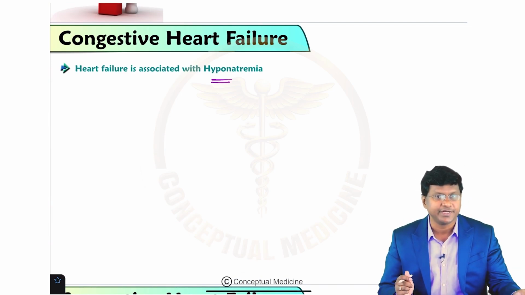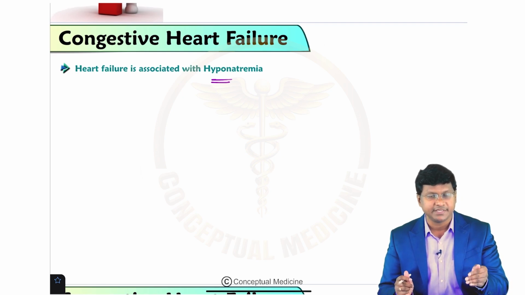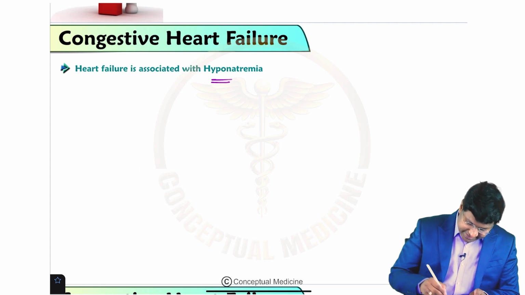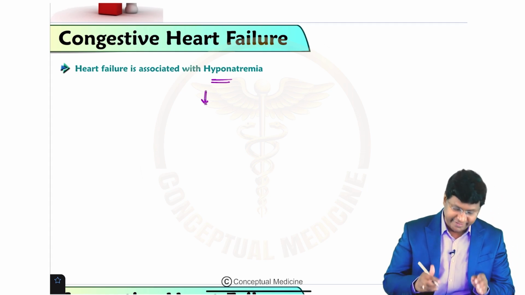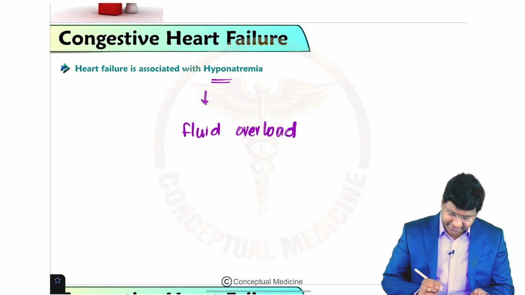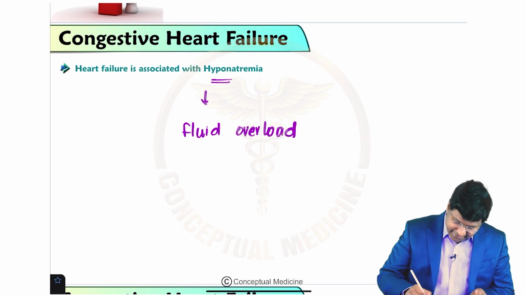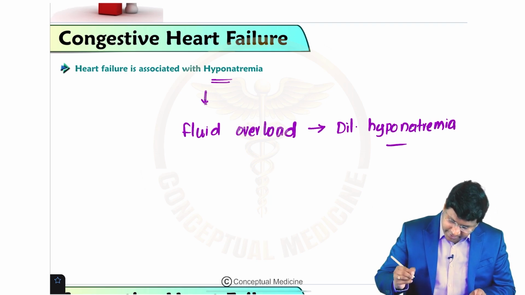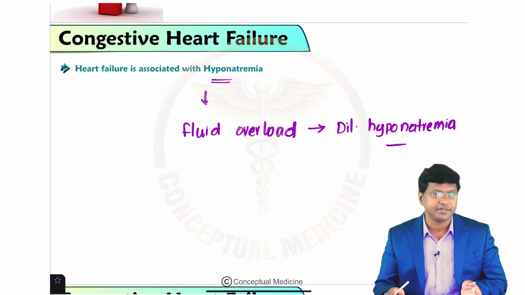And why do they have the hyponatremia? The mechanism of hyponatremia is primary sodium gain exceeded by secondary water gain. So what is the mechanism? In patients with heart failure, there is fluid overload, and because of the fluid overload, there will be dilutional hyponatremia.